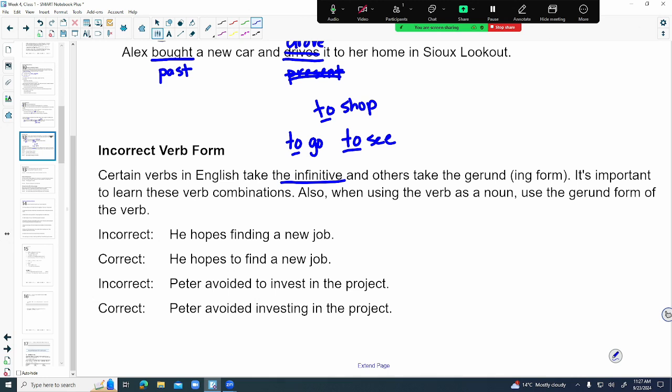So incorrect: he hopes finding a new job. Okay, that doesn't make any sense. It doesn't sound right. So: he hopes to find a new job. So using the infinitive form. Next sentence: Peter avoided to invest in the project. In this case, we don't want the infinitive form of the verb. Peter avoided investing in the project. Okay, that's correct. So sometimes you need to use the infinitive form, other times you don't. Make sure you're using the correct form of the verb, the infinitive or the gerund.